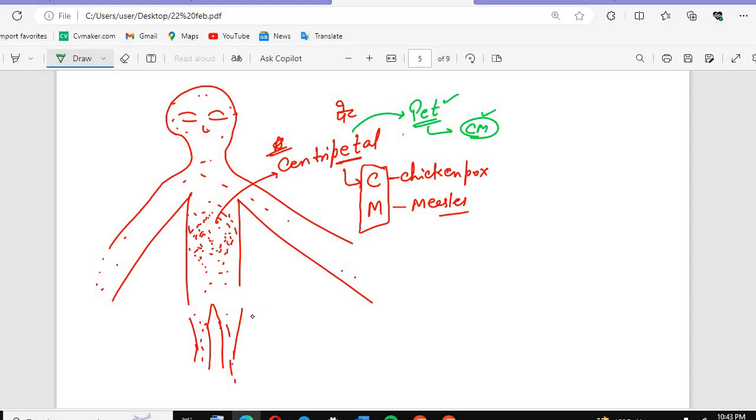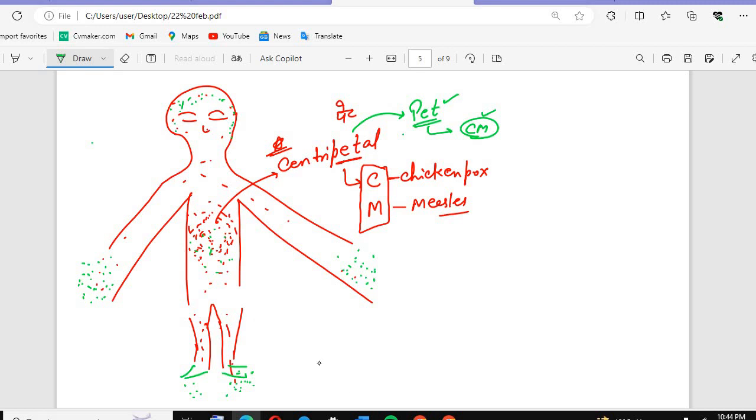देखो, centrifugal में यहीं पे बना दे रहा हूं, ठीक है. The centrifugal में क्या होगा? The rashes starting from here, again I'm drawing for the centrifugal. The rashes starting in the central regions, but there you will see more rashes in the peripheral areas. This type of thing you will find. More rashes in the peripheral areas, that is what centrifugal means.